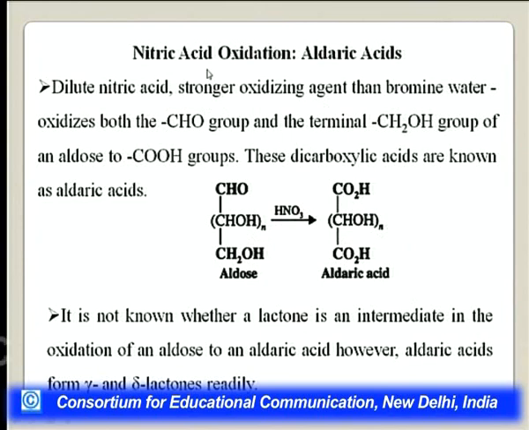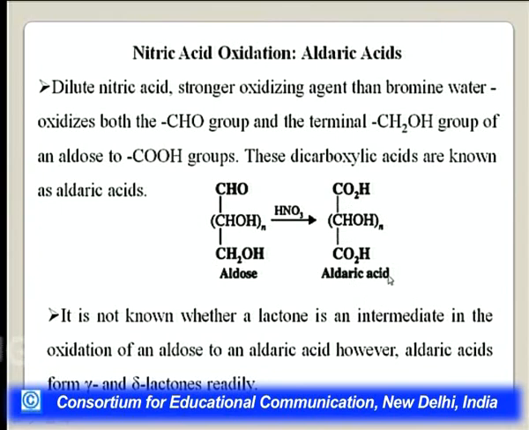Another important oxidation is there, that is with nitric acid. What happens over here? Here aldaric acid will be produced. You can see that dilute nitric acid is a stronger oxidizing agent than bromine water, and it oxidizes both the aldehyde group and the terminal CH2OH group of an aldose to carboxylic groups, and these dicarboxylic acids are known as aldaric acids. Here you can see this is an aldose, and with nitric acid, so what is the difference? With bromine water only the aldehyde group is oxidized, and with HNO3 both groups get oxidized to carboxylic groups.